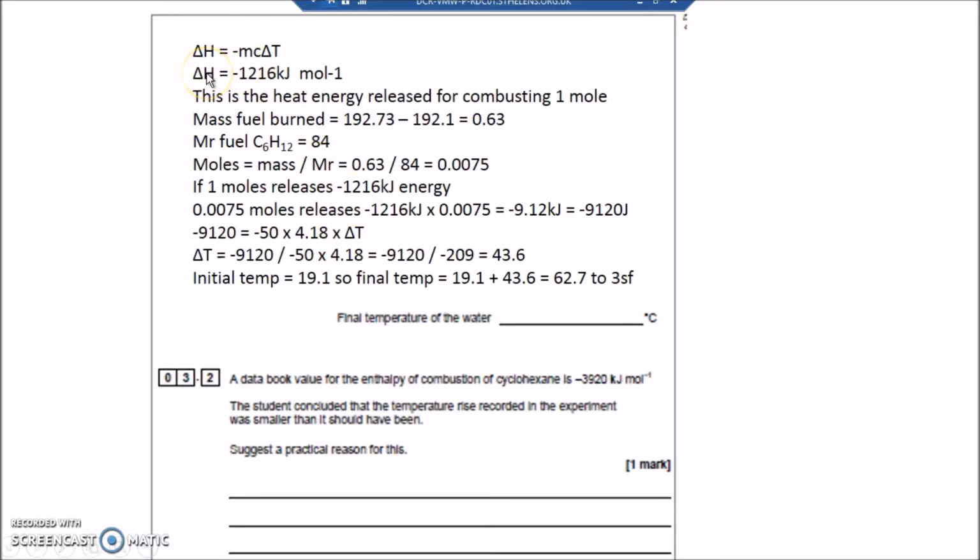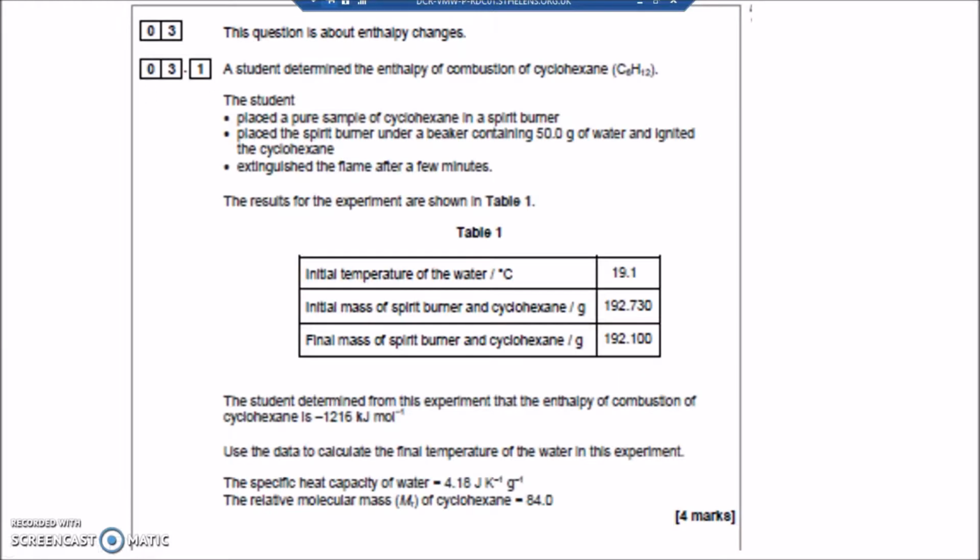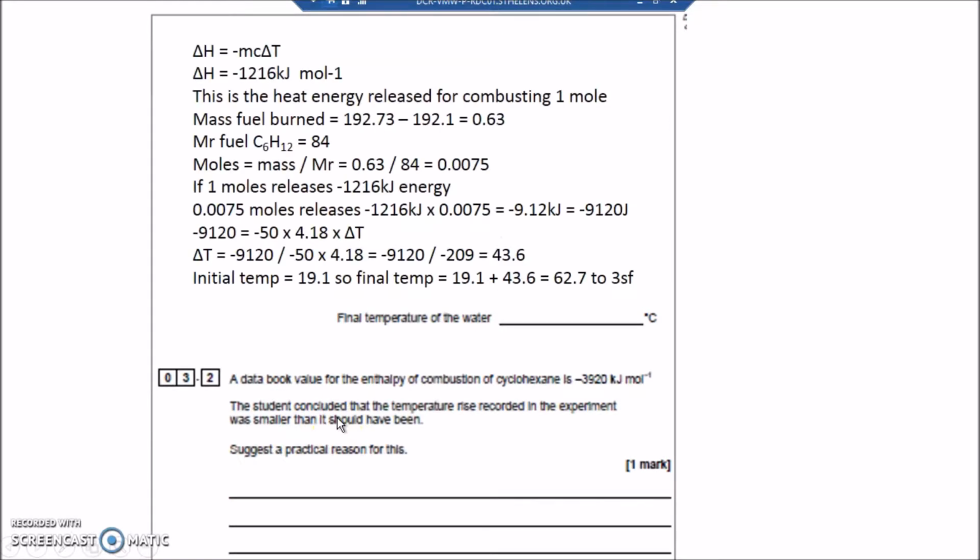Now we know that delta H is minus 1216 kilojoules per mole. So what that means is that when you burn 1 mole of the fuel, that's the amount of heat energy that you get released per mole. So I'm getting 1216 kilojoules of energy if I burnt 1 mole of the fuel.